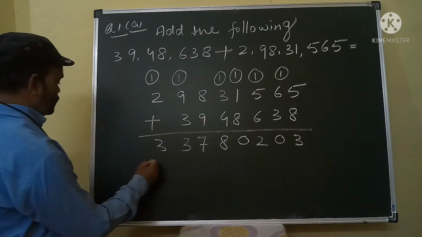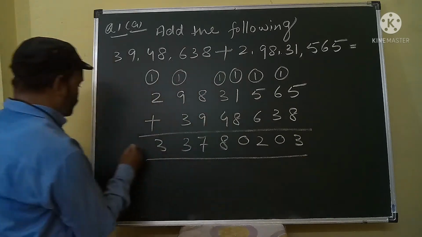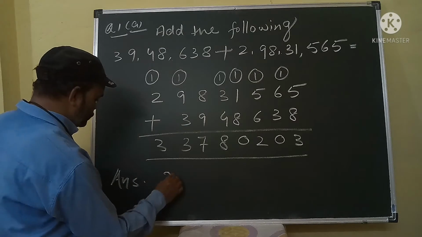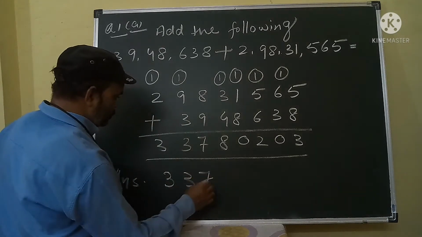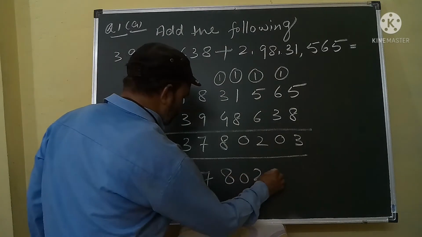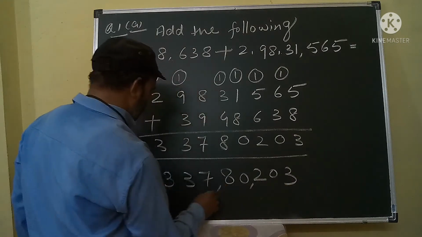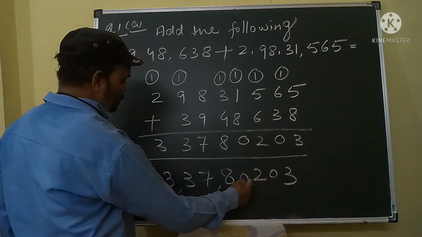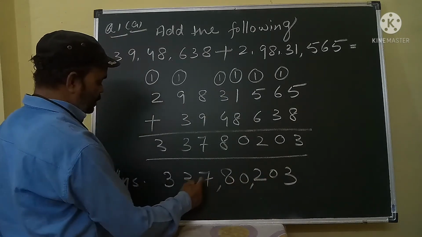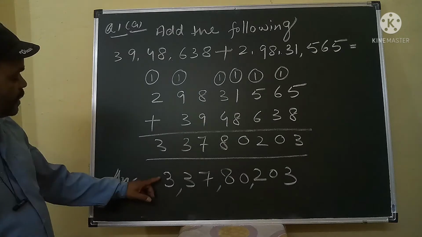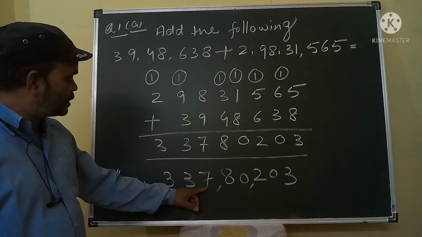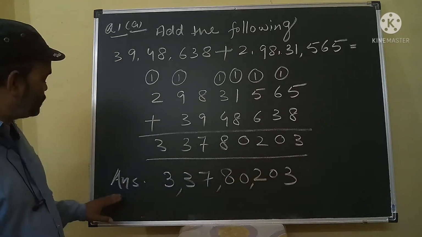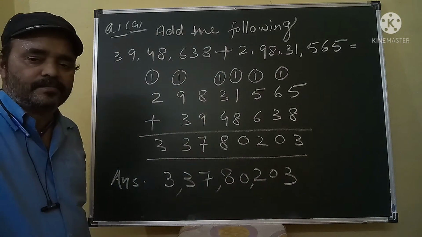Okay, so this is your required answer. What will you read? Ones, tens, hundreds, thousands, ten thousands, lakhs, ten lakhs, crores. 3 crores, 37 lakh, 80,203. This is your required answer.